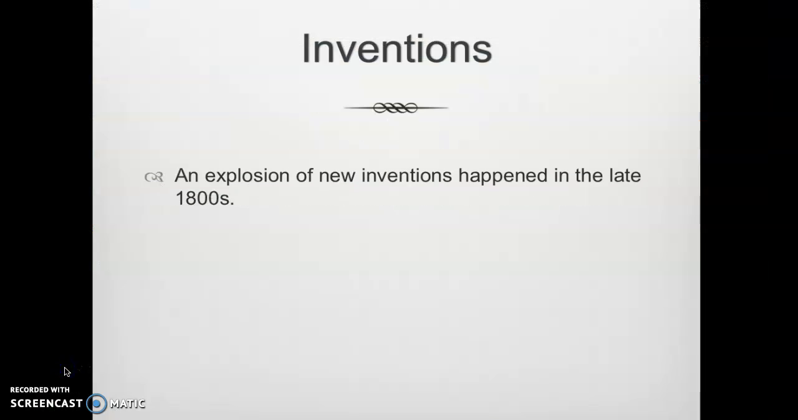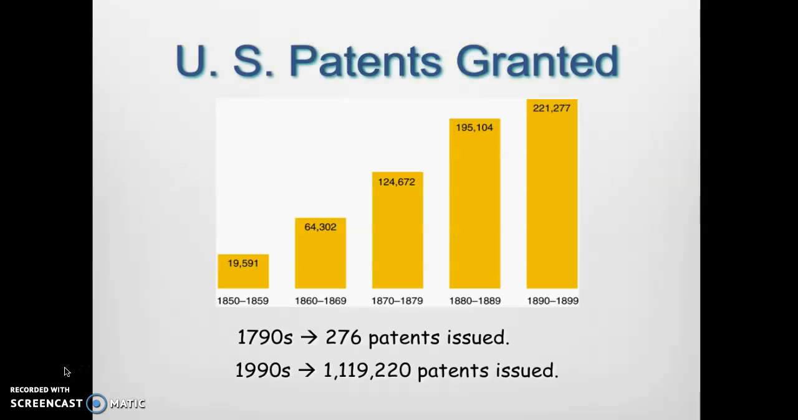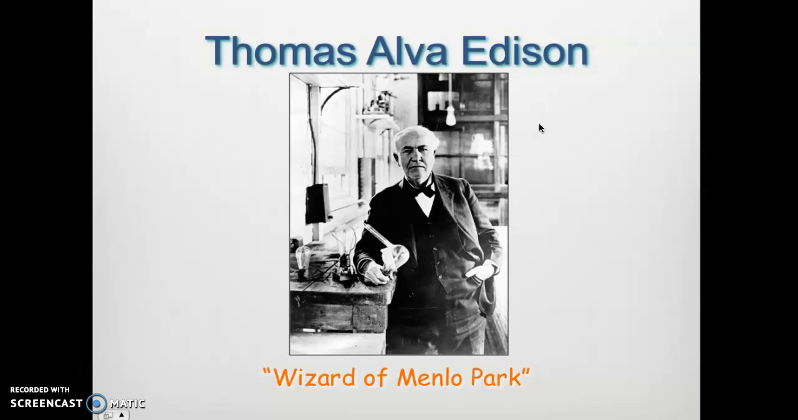This was also a time period of a huge explosion in inventions. We can see that by the number of patents that were granted. A patent is issued by the United States Patent Office, which gives a person intellectual rights over a particular idea. So you could patent an idea for an invention, and you could see that the number of inventions being granted patents by the United States Patent Office is going up and up and up throughout the 1800s.